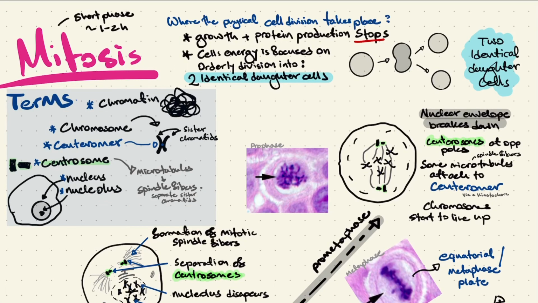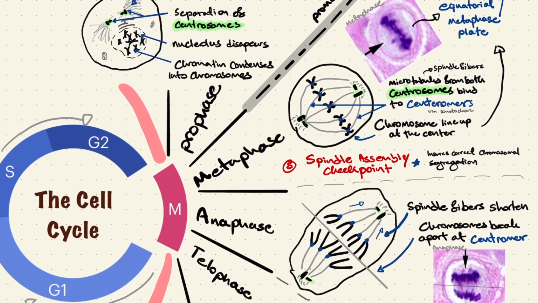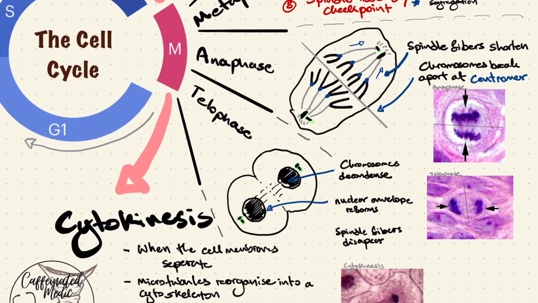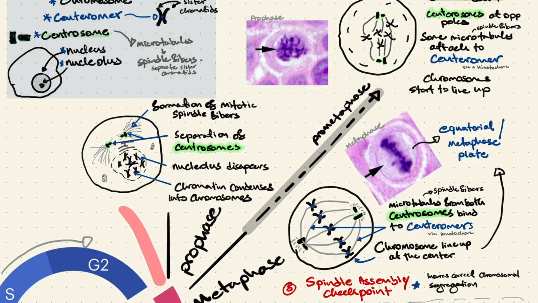So, let's get back to mitosis. Mitosis is made up of 4 main phases: prophase, metaphase, anaphase, and telophase. And a nice way to remember this is PMAT. P-M-A-T. And following these 4 phases, we have cytokinesis. So let's get into the details.